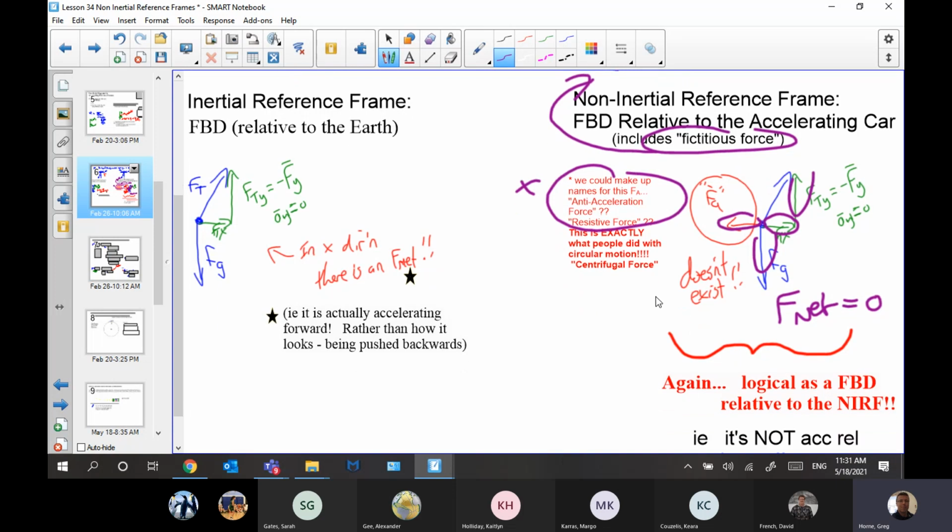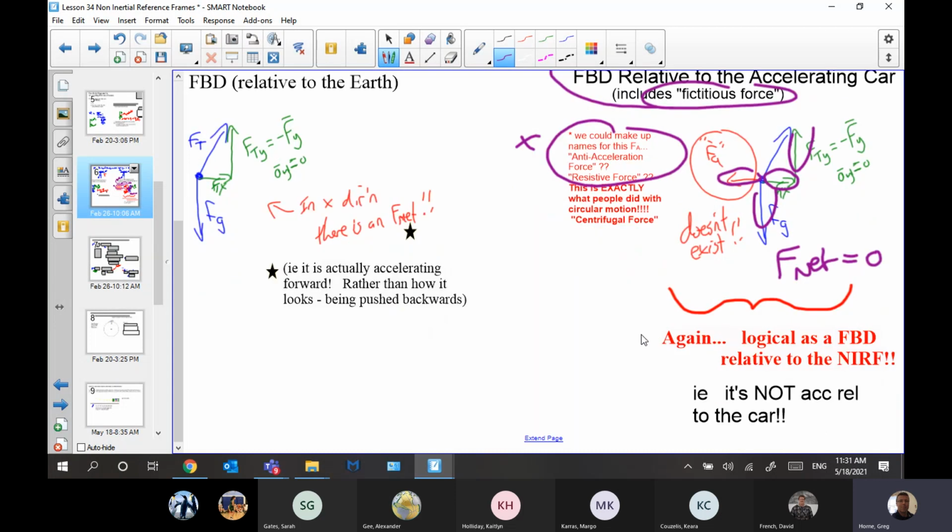Naming that thing seems ridiculous, to call it an anti-acceleration force. I hope you agree. Really, this centrifugal force is equivalent to that when we get to circular motion in full detail. I hope that helps you understand circular motion when we get there and put all the pieces together.